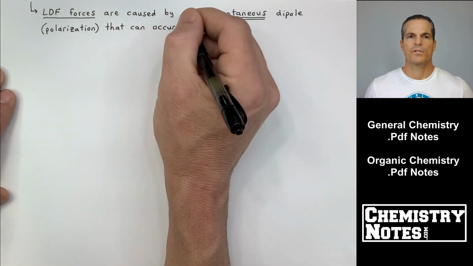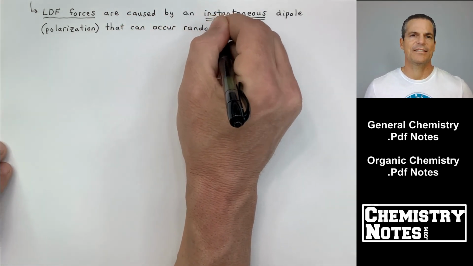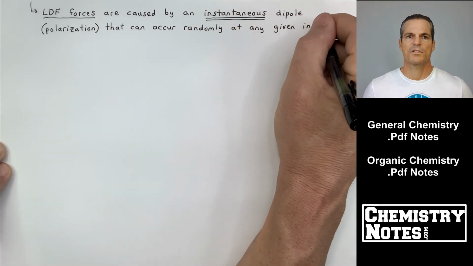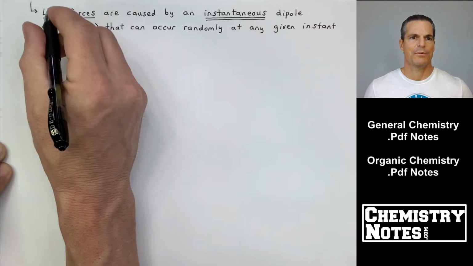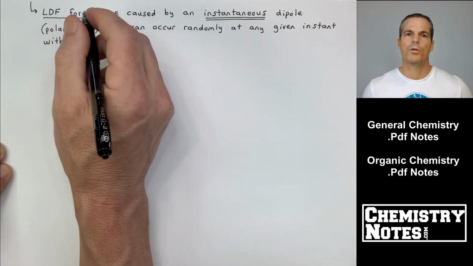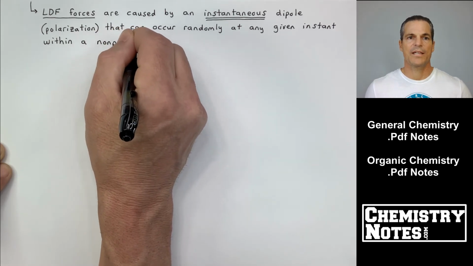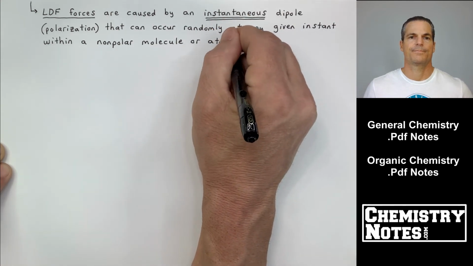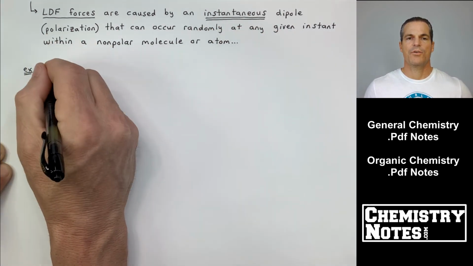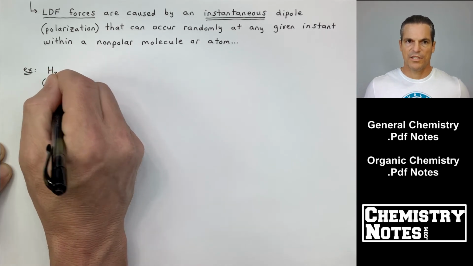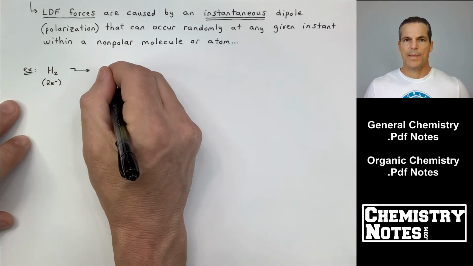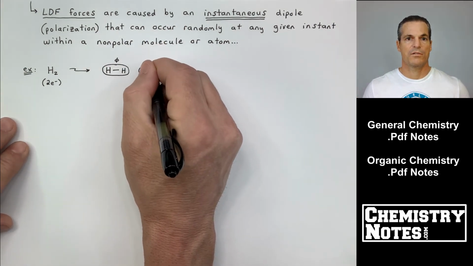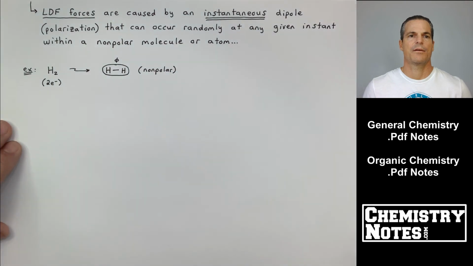So LDF forces are caused by an instantaneous dipole. I've underlined that twice to emphasize it. LDF forces are caused by an instantaneous dipole or an instantaneous polarization that can occur randomly at any given instant within a nonpolar molecule or atom. All right. So basically, you have a certain number of electrons in a nonpolar molecule, right? And at any given time, you could have an unequal distribution within that molecule, just randomly. All right. So that's what we're getting at here.